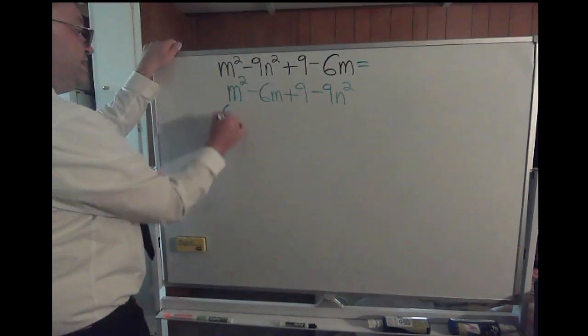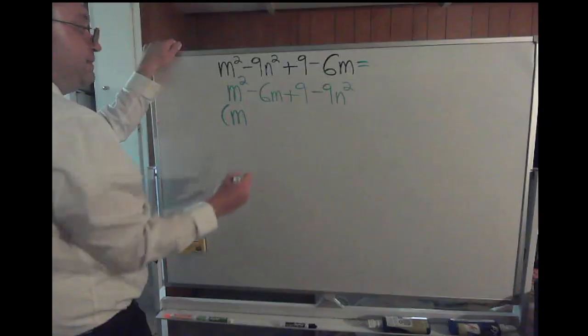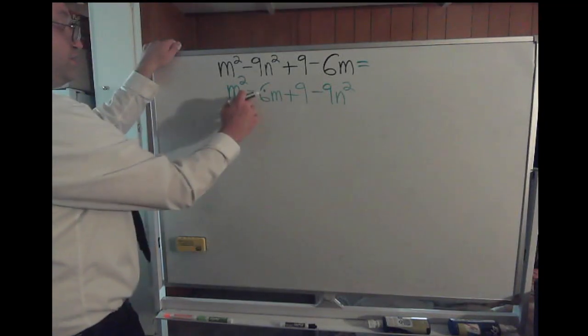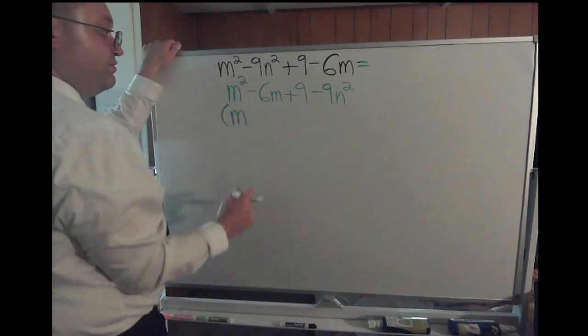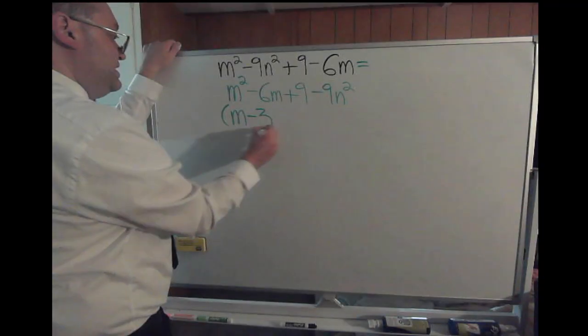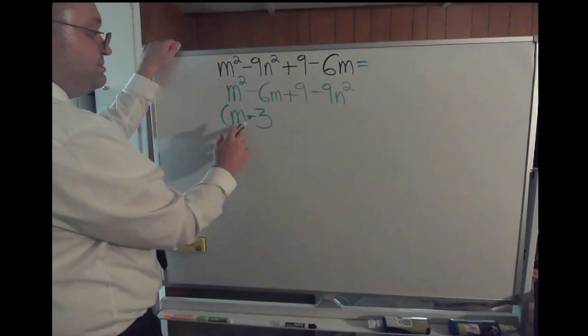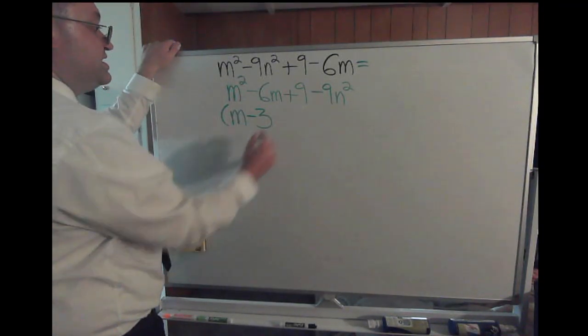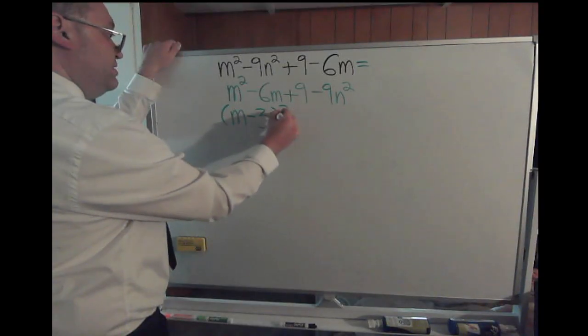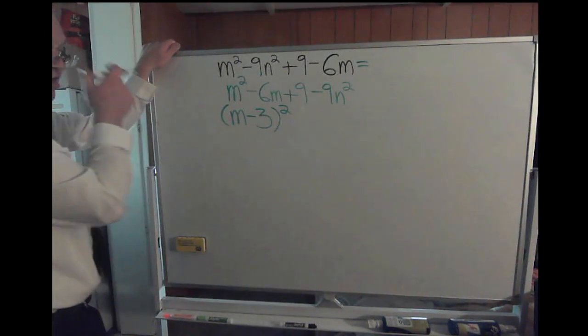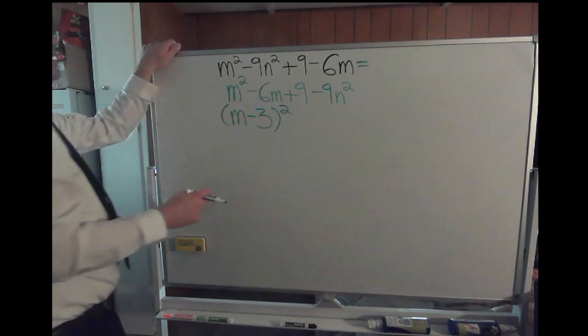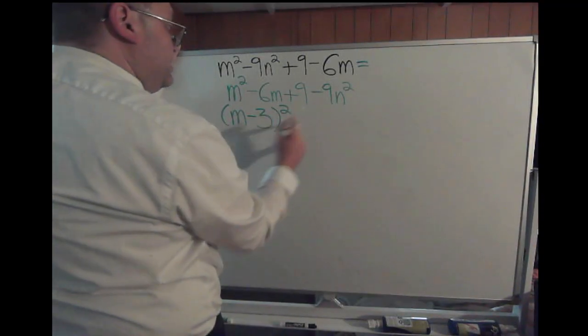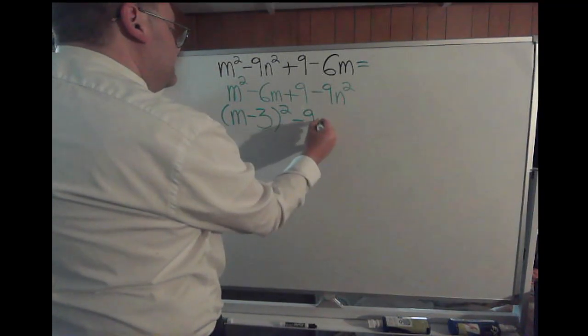The square root of m squared, that's m. Now the middle term is negative, so you need a negative root of 9. That'd be negative 3, so you have m minus 3. 2 times m times negative 3, that's negative 6m. This is a binomial square or a perfect square trinomial, however you want to say that. So you get m minus 3, that quantity squared, minus 9n squared.